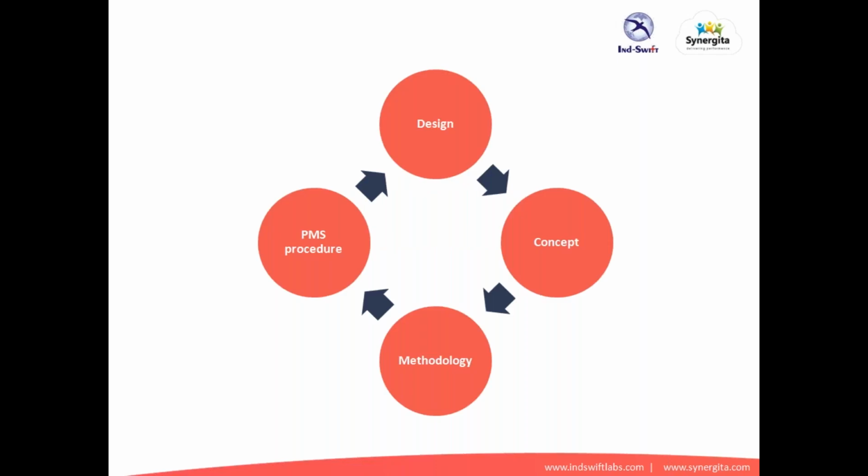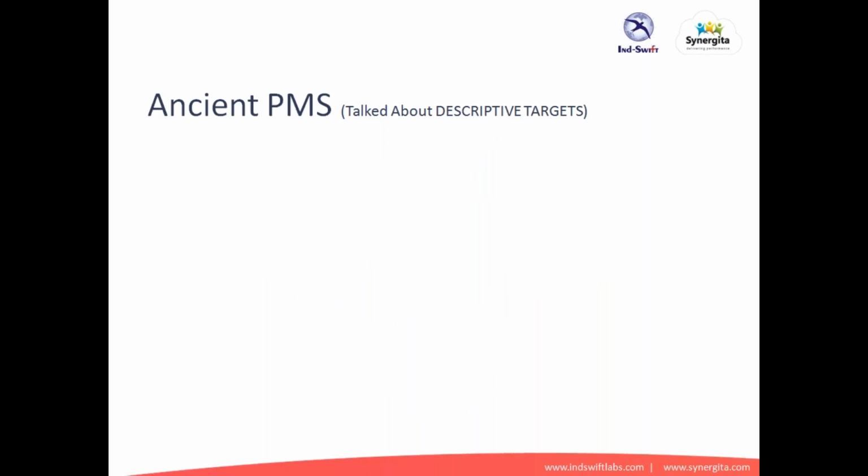So let's come back to the final summary of whatever we have been discussing till now. Designing of the performance management system, 5-point design, 5-point universal study of the organization. It is the first step in designing performance management systems. After that, the concept that you pick is very important. The methodology that you choose is very important. And finally, the PMS procedure that you pick up. These 4 steps will help you in designing an effective performance management system in your organization.